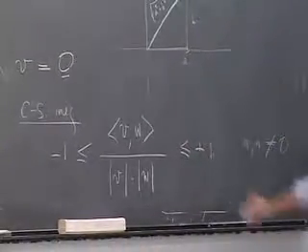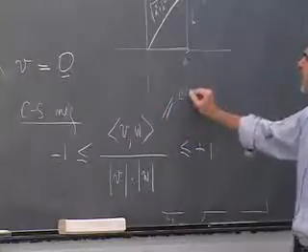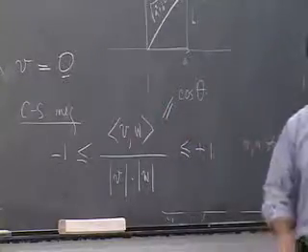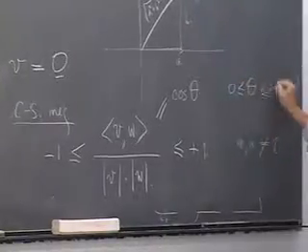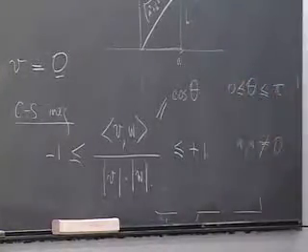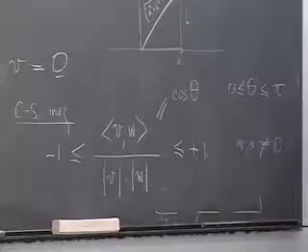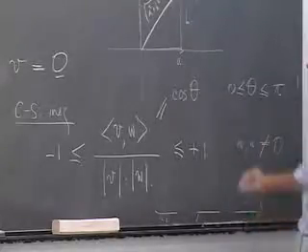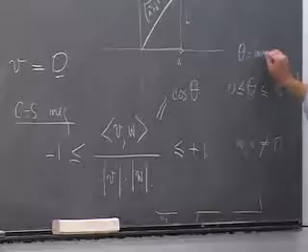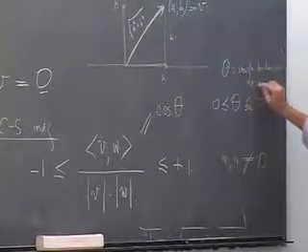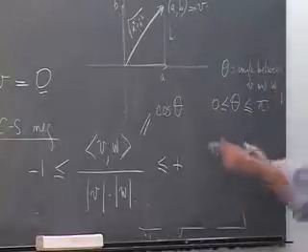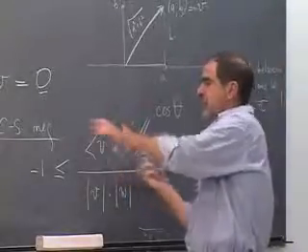So this real number can be written as the cosine of theta for an angle theta that lies between 0 and pi. And that angle theta is called the angle between the 2 vectors. It doesn't depend on the ordering of the 2 vectors because this pairing is a symmetric pairing. VW is the same as WV.